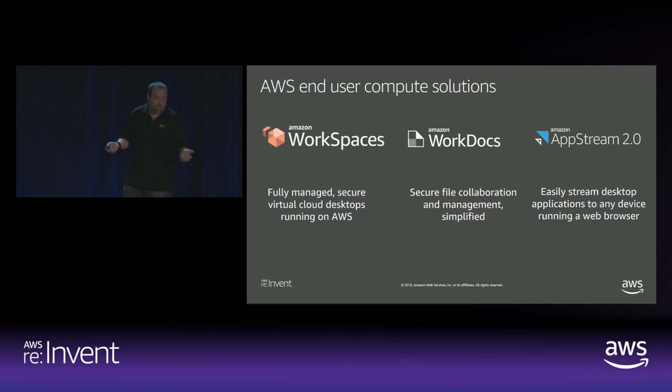So WorkSpaces is a fully managed, secure virtual cloud desktop running on AWS. It's a persistent environment, very, very similar to what you would expect with your standard Windows systems today. WorkDocs gives you that secure file collaboration and management. And AppStream 2.0 allows you to easily stream desktop applications to any device running a web browser.